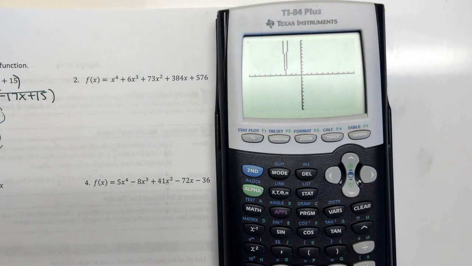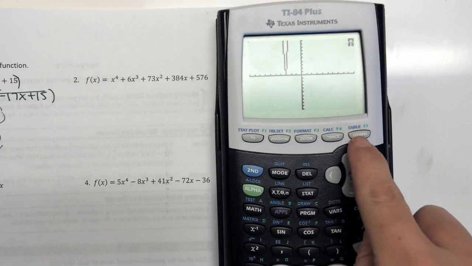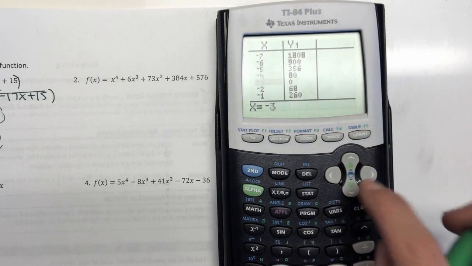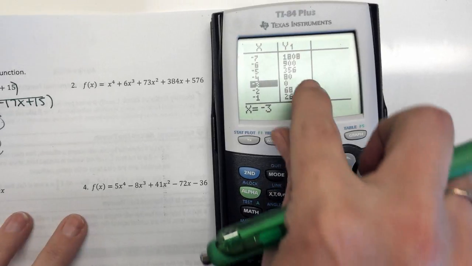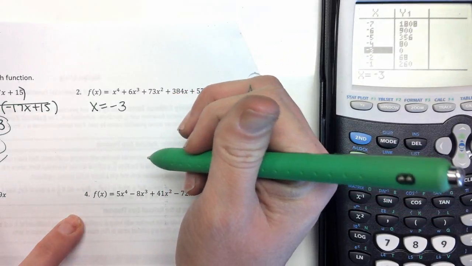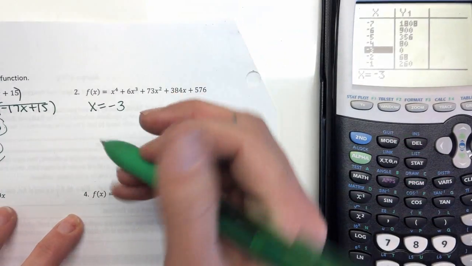-3. How do I check it? Second graph. Good. Go to your table, second graph. And does it cross at -3? Yes, because y is 0. So that's one of our answers. How many do we need? 3 more. Okay, so what could we do with this?